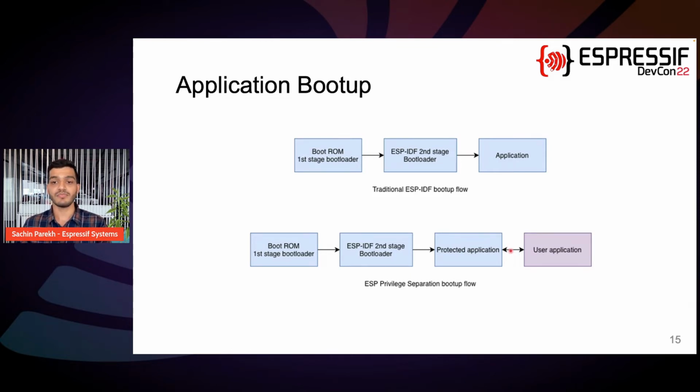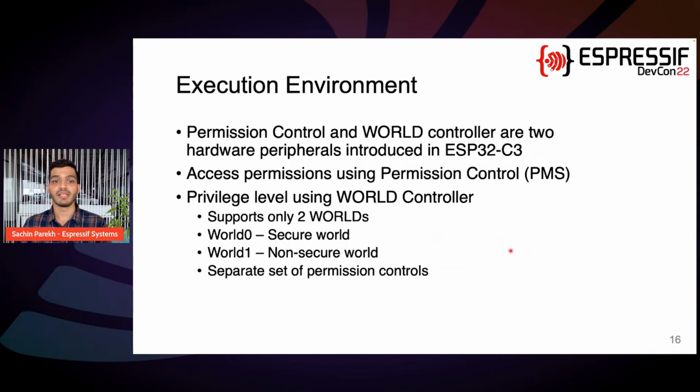Now, if they are running concurrently, we need to make sure that their boundaries and their access permissions are managed. For that, we need something called the execution environment. The primary function of the execution environment is to provide two things. First is a component that manages the permission, and the other is a component that manages the privilege level. So in ESP32-C3, we introduced two new hardware peripherals called permission control, which, as the name suggests, is responsible for managing the permission, and the world controller, which is responsible for managing the privilege level.